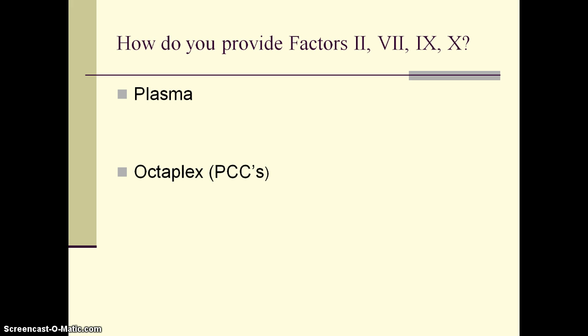So we were talking about how you can directly provide the factors 2, 7, 9, and 10 to bypass the warfarin effect. So you can do that by transfusing plasma, or you can give prothrombin complex concentrate. Plasma would require a Tiedemann screen, which of course will take 30 minutes. Plasma, because it is stored frozen, just as we mentioned before, it will take another 15 minutes to thaw before it can be issued out the door.